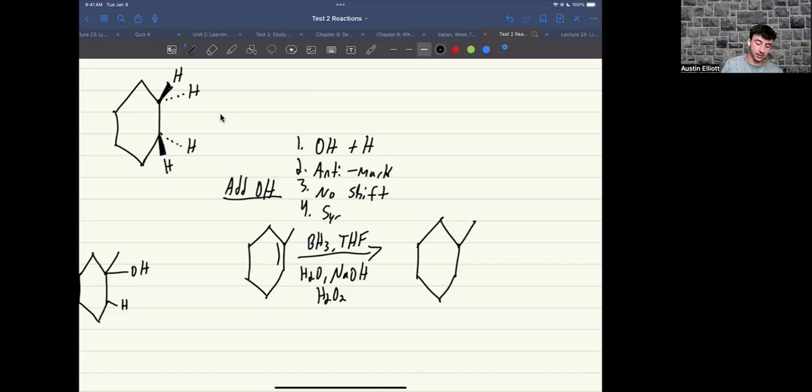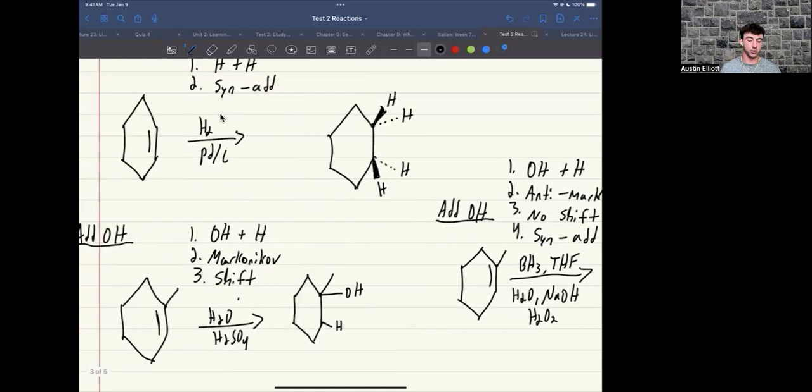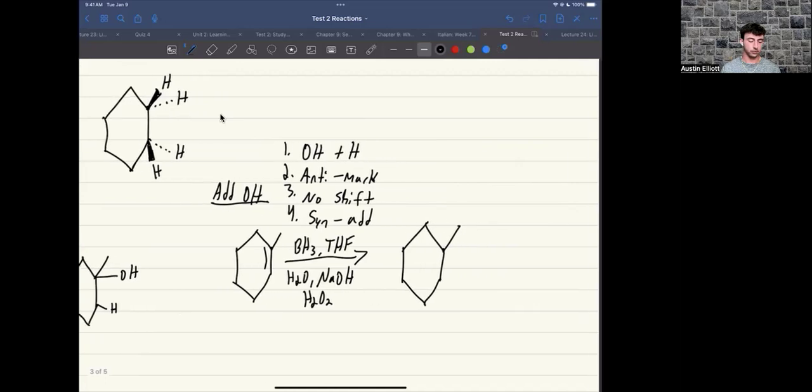And then it's going to add syn, which means we're going to have two cis things add. Another thing about carbocation intermediates, like in the reaction over here: when you have a shift, you never really have to worry about stereochem or syn or anti-addition, because things can move around a lot more. So it's not going to have that special addition like this one right here does.